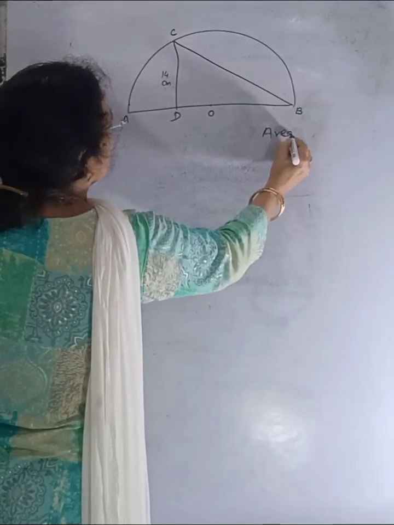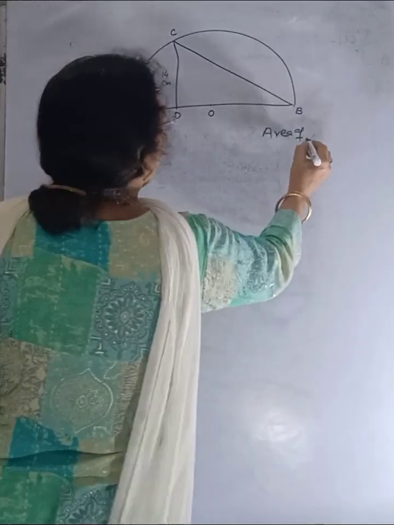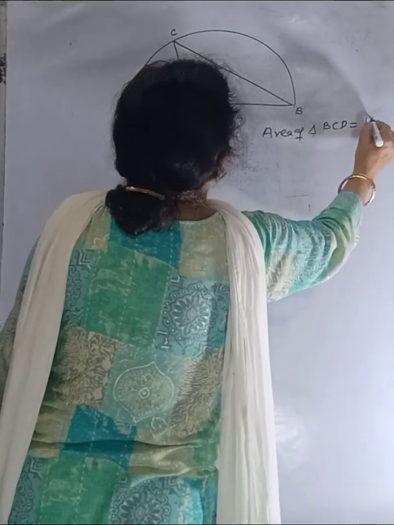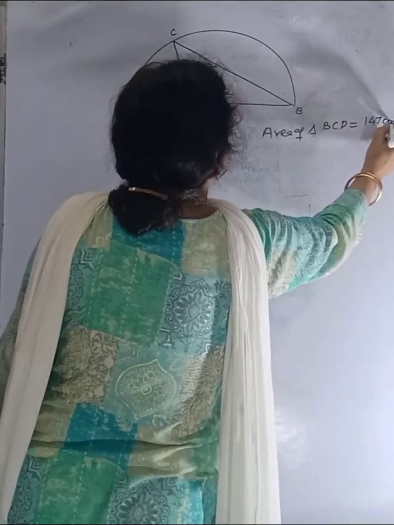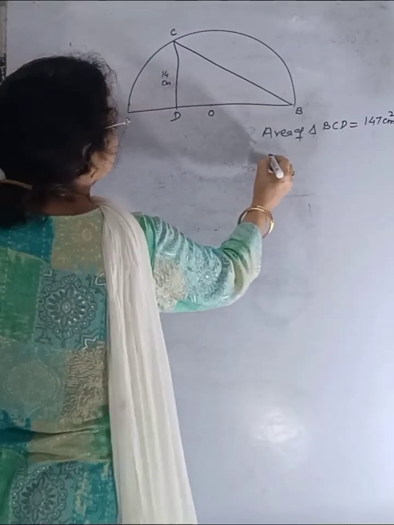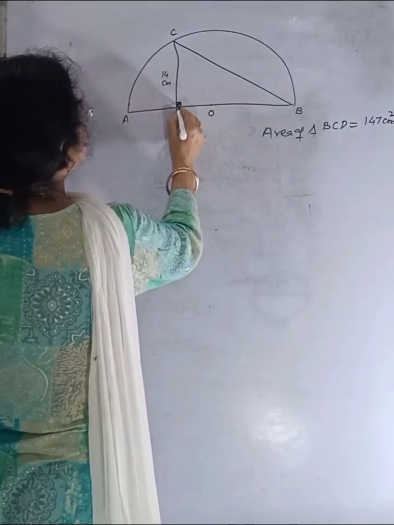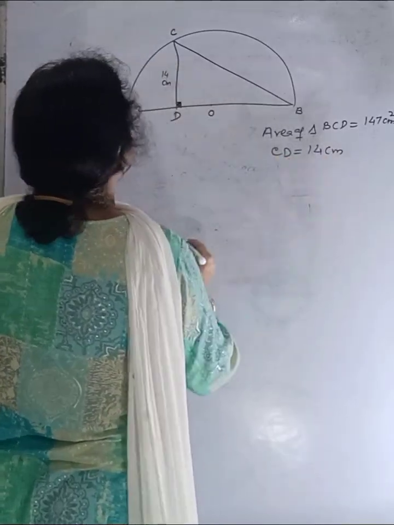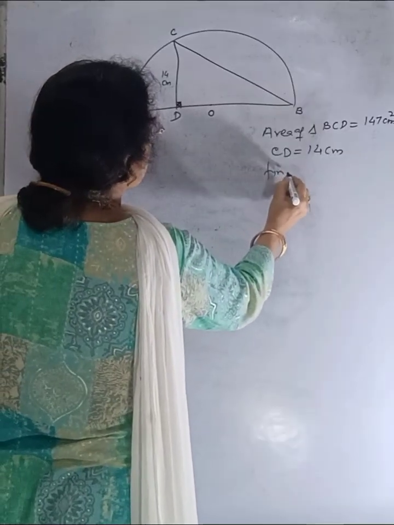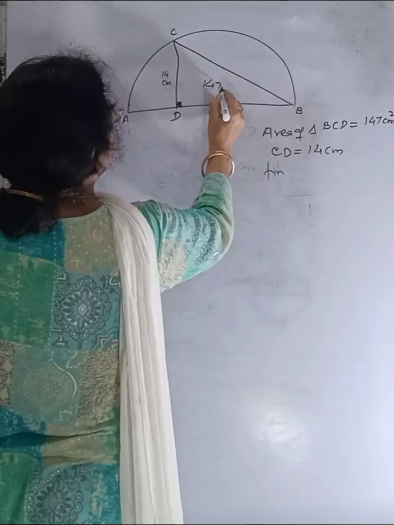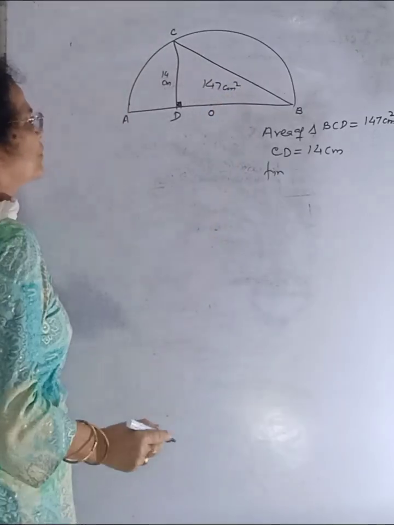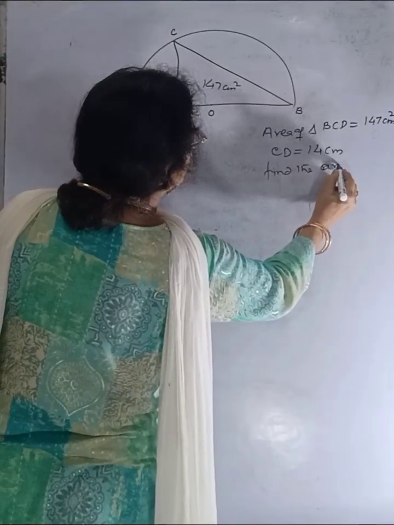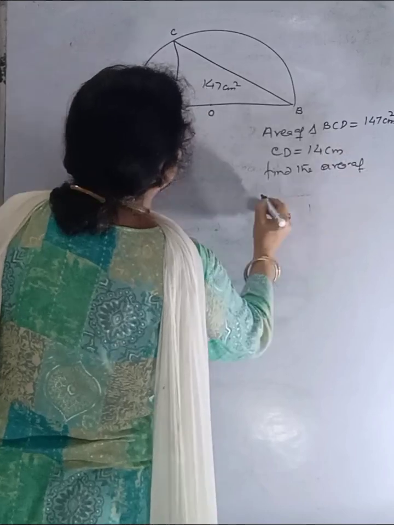The area of triangle BCD is given to us as 147 centimeter square, and this angle is 90 degrees. CD height is given to us as 14 centimeter. Find the area of the rest of the semicircle.